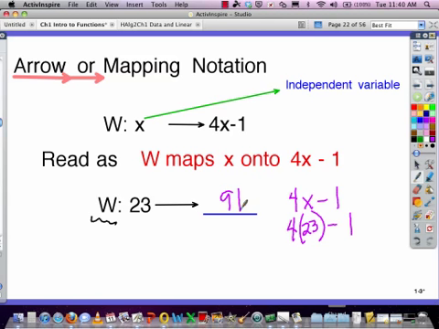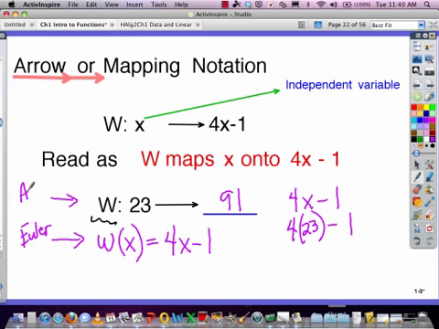You should be able to go from arrow notation to mapping notation; arrow and mapping notation are the same. You should be able to go from arrow or mapping to f of x or Euler's notation. As an example, I would have said W of x, what's my variable, equals, now I'm asking, what is that rule? What is that calculation we had to do on this one? And it was to take 4 times our x and subtract 1. So here's an example of arrow or mapping notation. Here is our Euler's or f of x. F of x is definitely going to be used more than arrow notation.